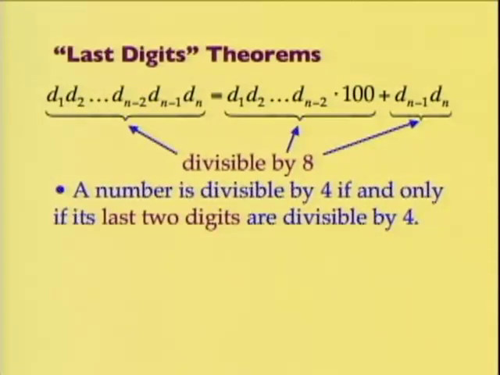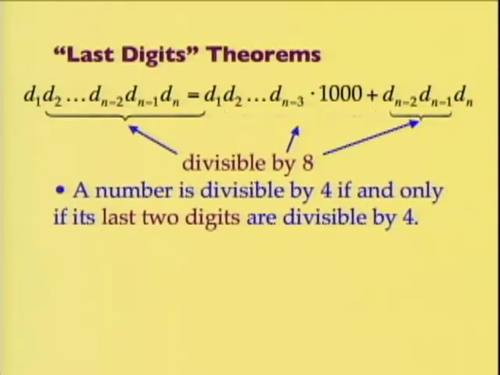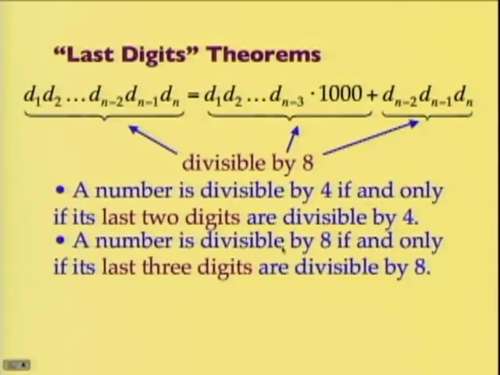8 is similar, but 100 is not necessarily divisible by 8, so I bump it up to 1,000. And I look at the last three digits right there. So a number is divisible by 8 if and only if its last three digits are divisible by 8. And I'm not going to take the time to change it, but if I wanted to go to 16, then I have to look at the last four digits and see if those last four are divisible by 16. And then it's starting to get a little messy, but that's the idea. I can just look at those last digits. I can avoid all the previous digits.